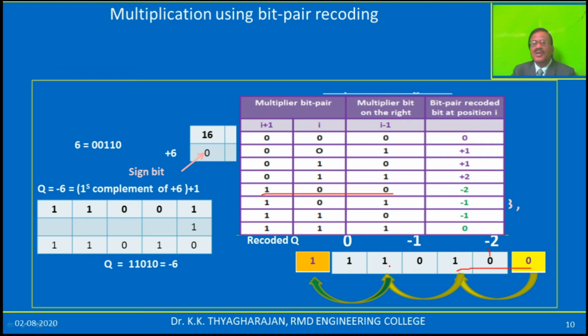Then for this combination 1, 0, 1: 1, 0, 1 is this combination, and for that I have minus 1. So this center bit should be recoded as minus 1. Then the next combination is 1, 1, 1, and that should be recoded as 0. So the recoded bit pattern for minus 6 is 0, minus 1, minus 2.